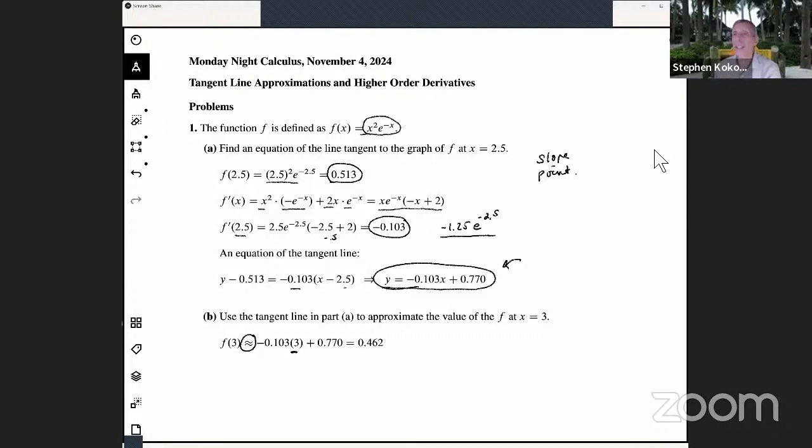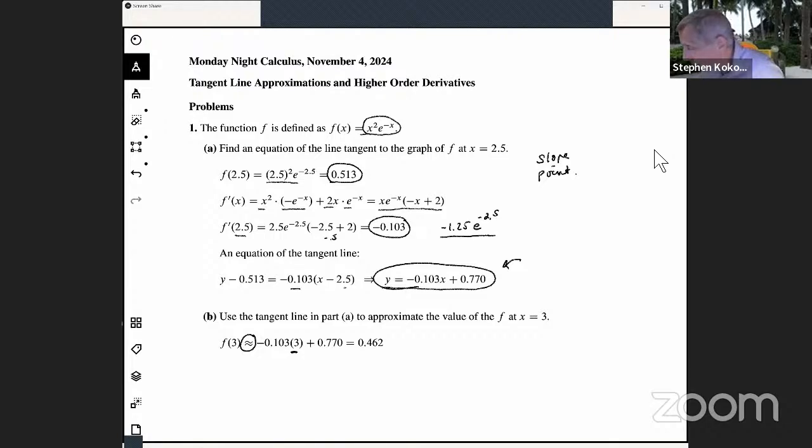In the past, we have still allowed students to earn this point even if they put an equal sign in there. That's not correct, but we still allow them to earn this point. I did a little simplification there. I got a 0.462.